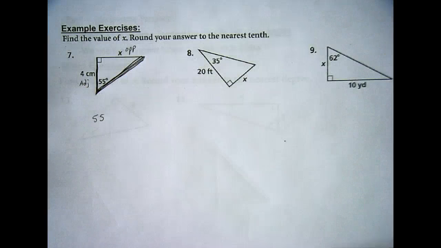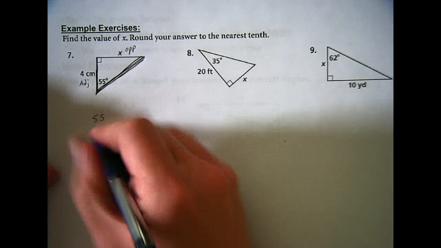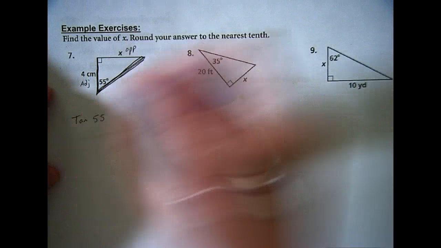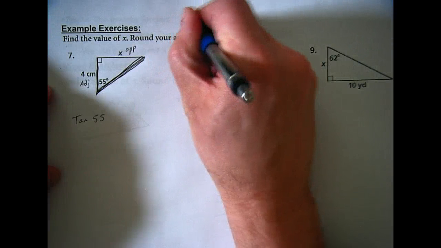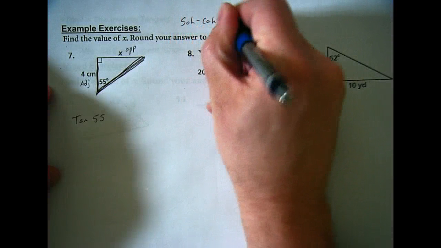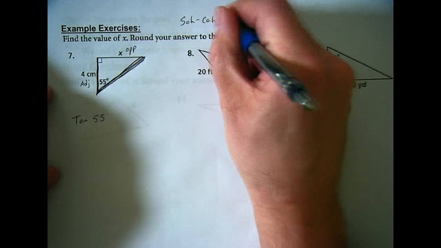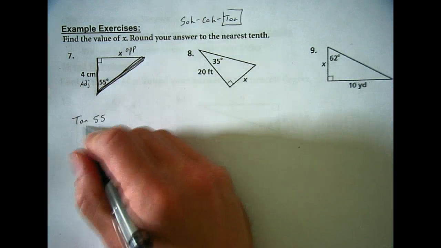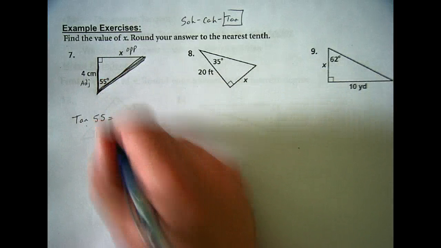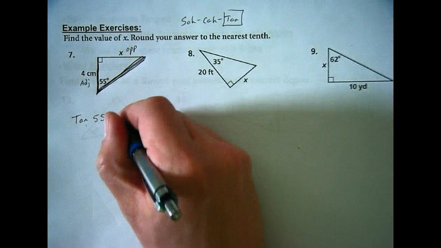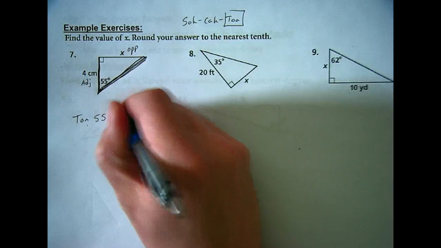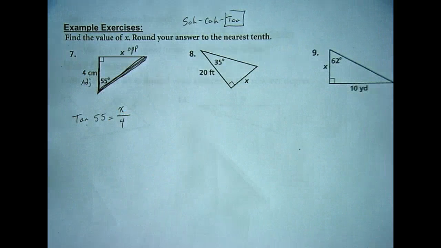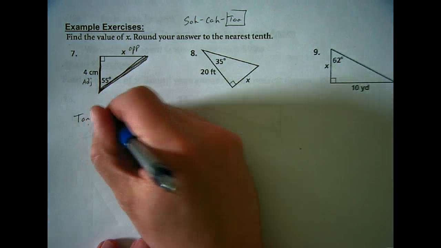Okay? So in this case, let's see if we can set it up. Since we've determined it's opposite and adjacent, which in SOHCAHTOA is our tangent, we've got the tangent of our angle is equal to the opposite side, which is x, over the adjacent side, which is 4. So now we have an equation we can solve.